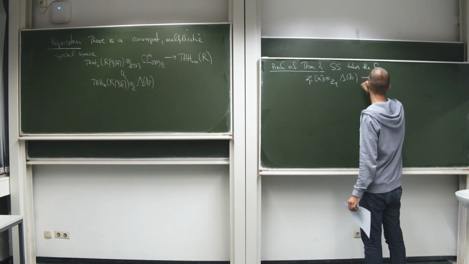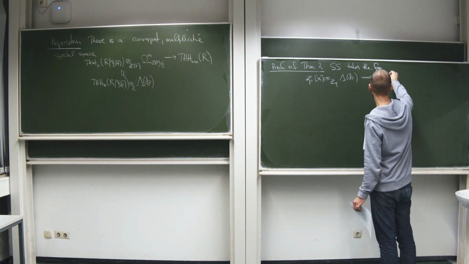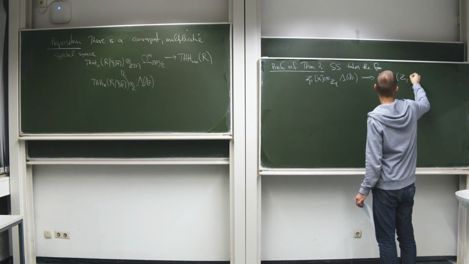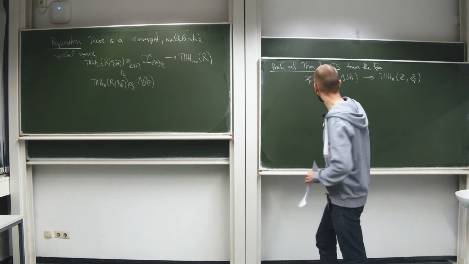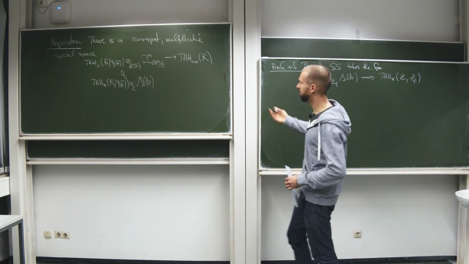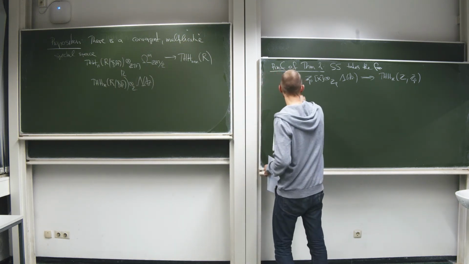And then this guy converges to THH star of the integers with p-adic coefficients. And let's draw the spectral sequence. So x has degree 2 and dz has degree 1. And I guess I've never really fully told you how the grading here works, so let me tell you that in this example.